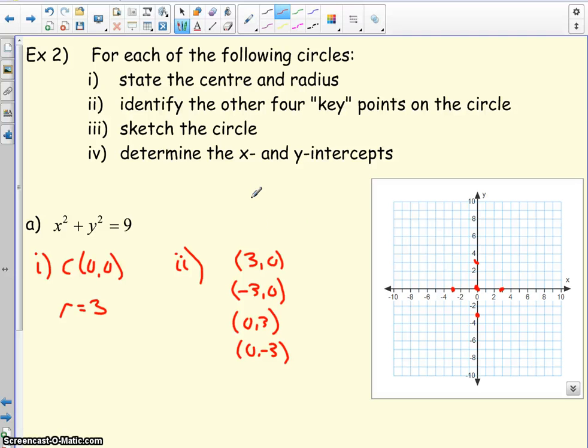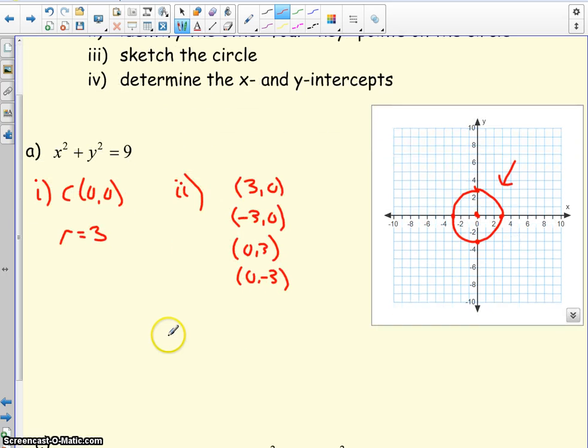Okay, so with that in mind, now that we have those points sketched in, we can actually make a nice little sketch of the circle. So I'm going to draw it in there. There's our sketch. And in this particular case, to find the x and y intercepts was actually quite nice.